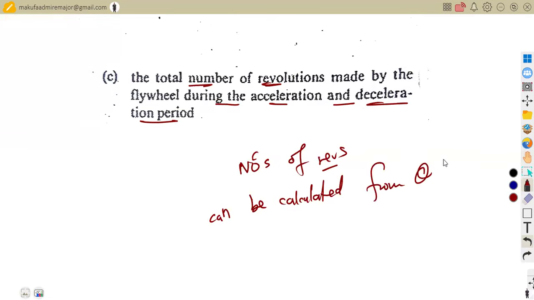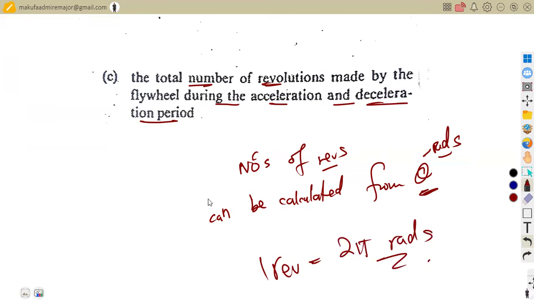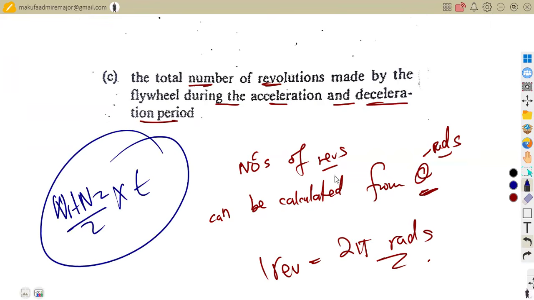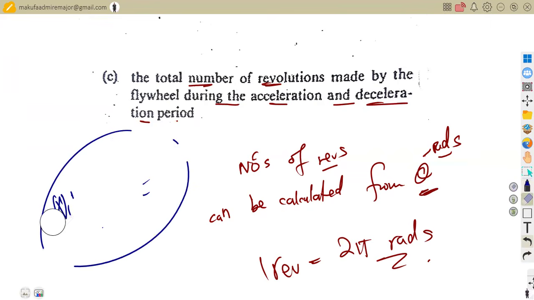from theta. Why from theta, which is our angular displacement? Because our theta, which is angular displacement, is measured in radians, and as we understand, in a revolution we have 2 pi radians. So that one of average, N1 plus N2 over 2 times time, is not going to work because we do not have that this time.